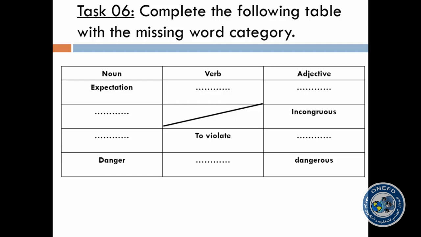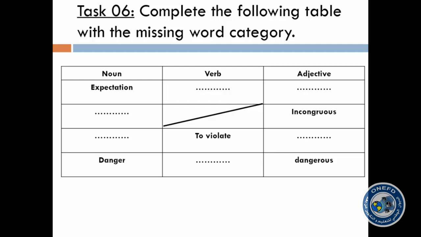Task 6. Complete the following table with the missing word category. You have a table with 3 columns: noun, verb, and adjective. This task is about word formation. How do we make a verb from a noun, or an adjective from a verb?